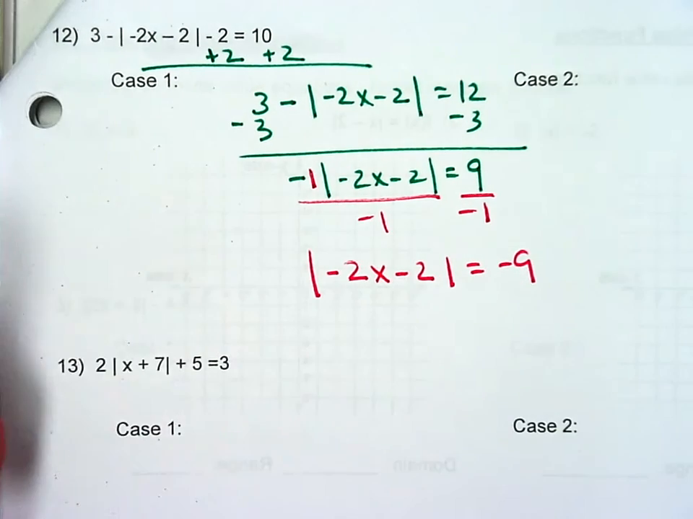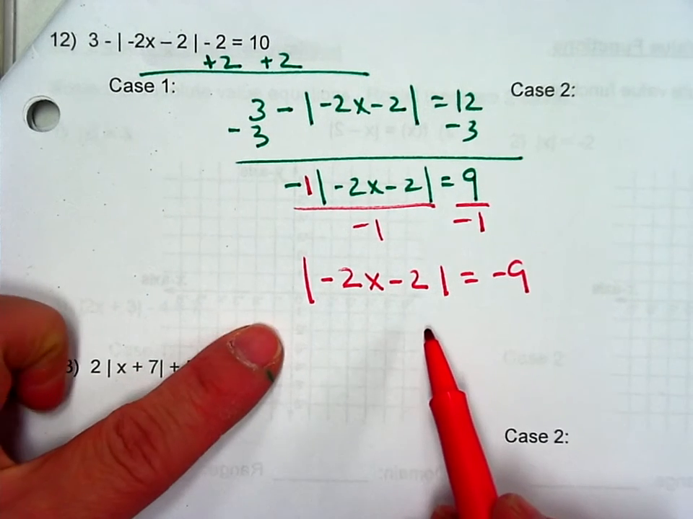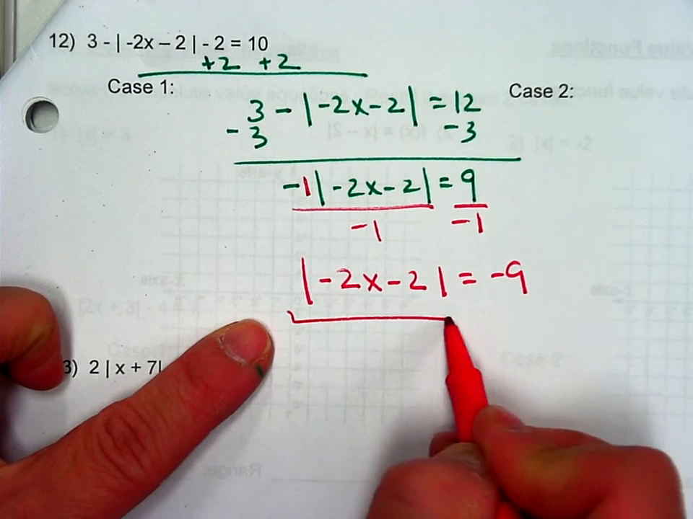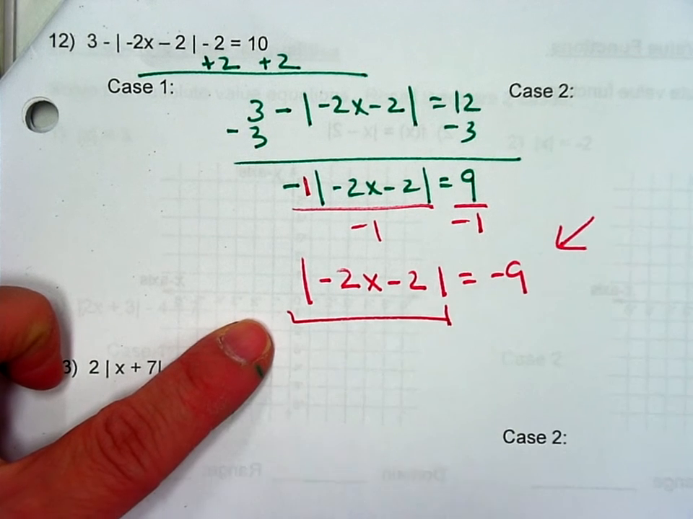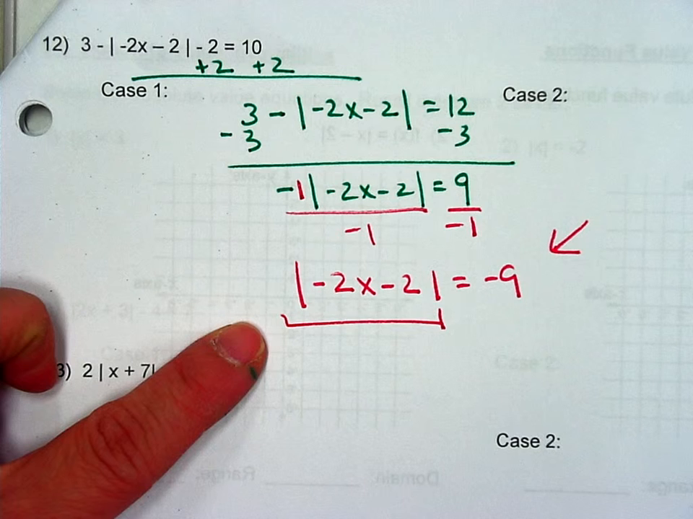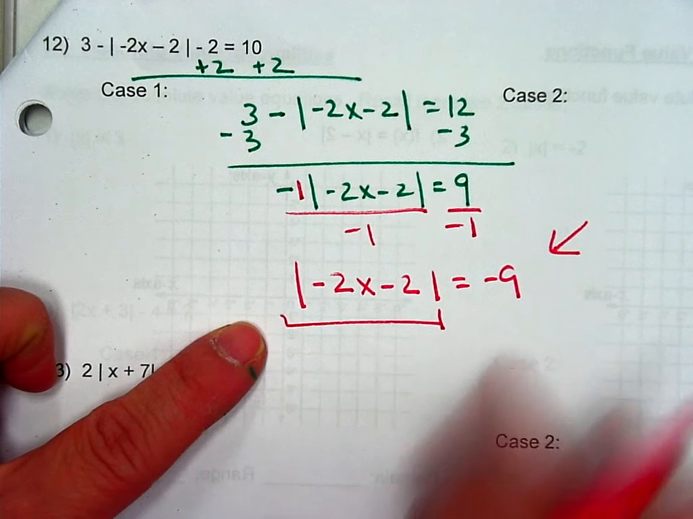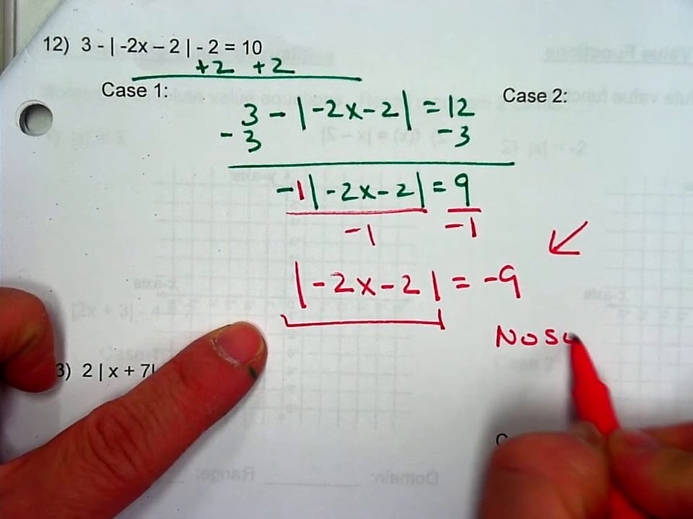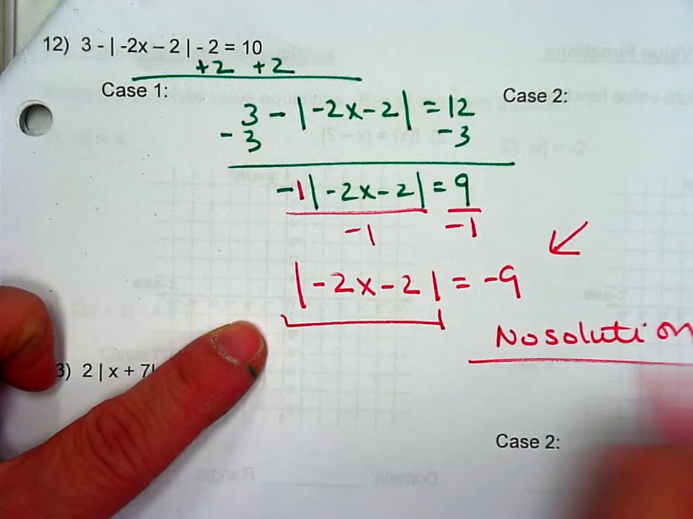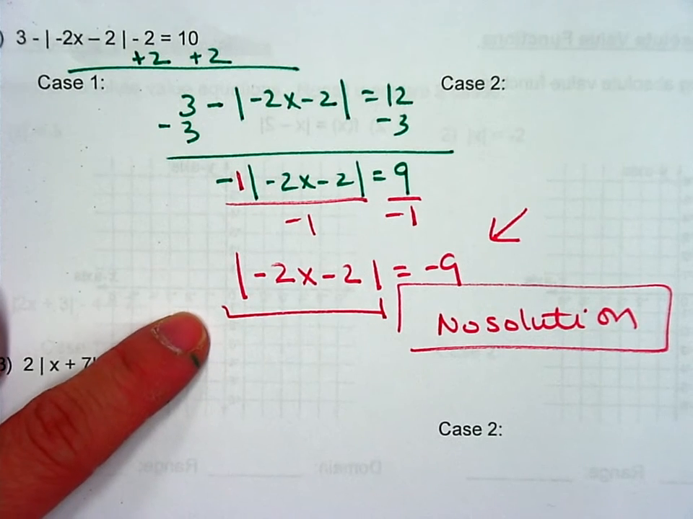Notice all this work just to get the absolute value by itself, but now you have the absolute value by itself and it's equal to a negative number. The absolute value of a number always has to be positive, so as soon as you see this, you don't have to do anything else. You know this is a no solution. There are no numbers I can plug in for x to make the absolute value of that be negative 9.